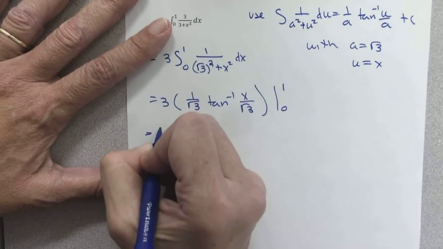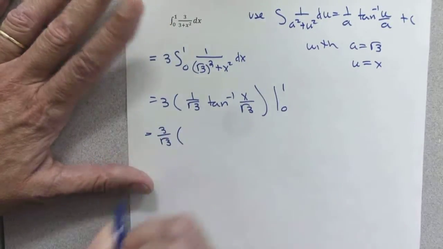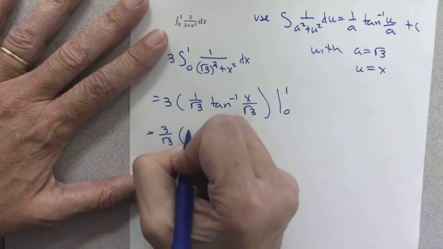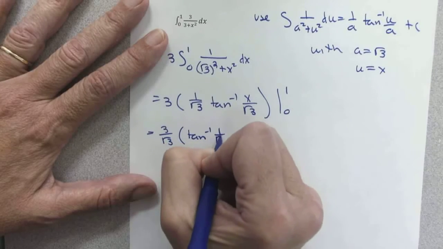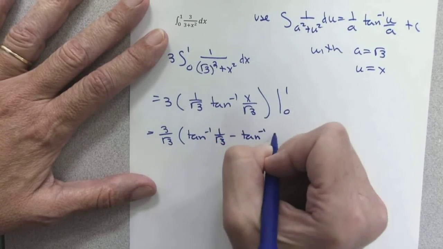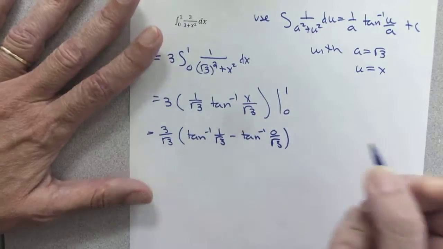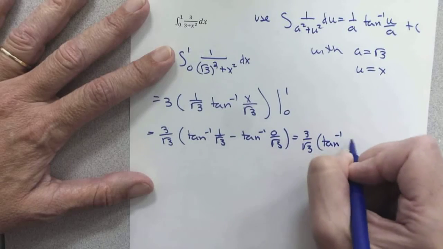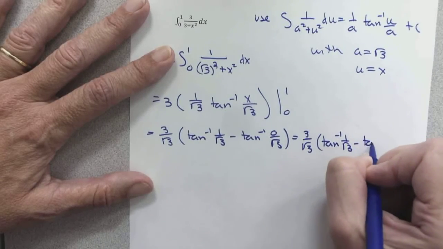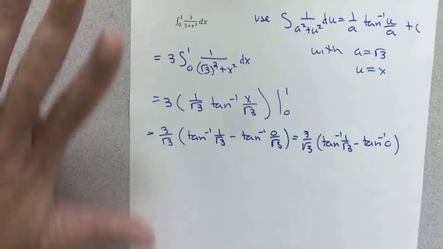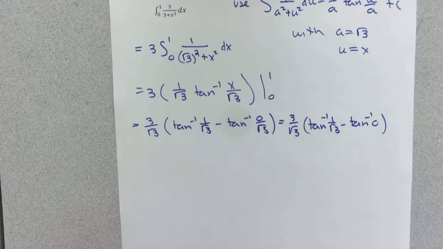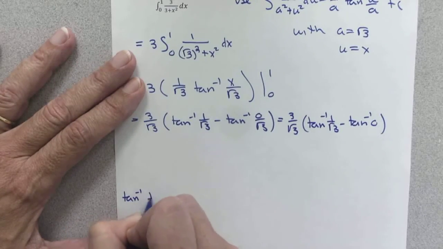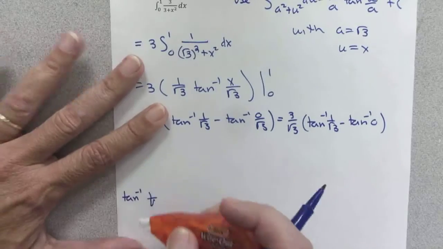And now we're going to do the evaluation. So that square root of 3 can come out with the 3, so I have 3 over square root of 3. And then tan inverse 1 over the square root of 3 minus tan inverse of 0 over the square root of 3, which gives me 3 over square root of 3 tan inverse 1 over the square root of 3 minus tan inverse of 0. And we've got to figure those things out. So trying to figure out the tan inverse of 1 over the square root of 3.